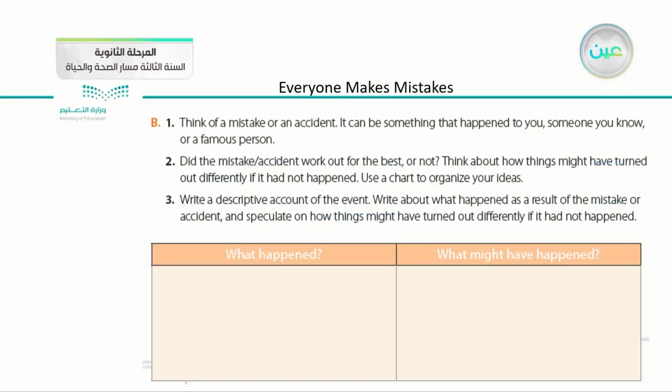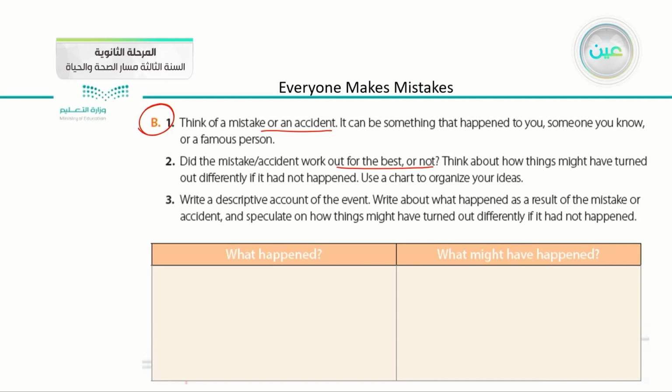Now we have here the outlining. We have 3 points, or 3 statements, that could help you to organize your mind. Number 1, think of a mistake or an accident. It can be something that happened to you, someone you know, or a famous person. Number 2, did the mistake or accident work out for the best or not? Think about how things might have turned out differently if it hadn't happened.